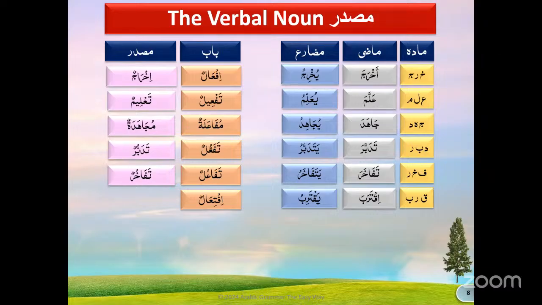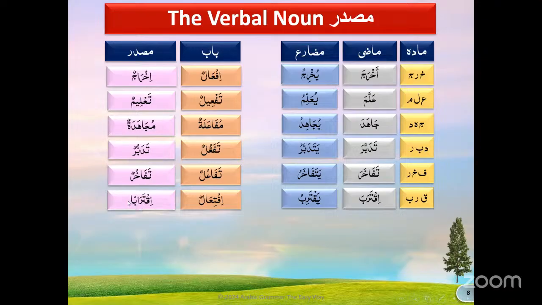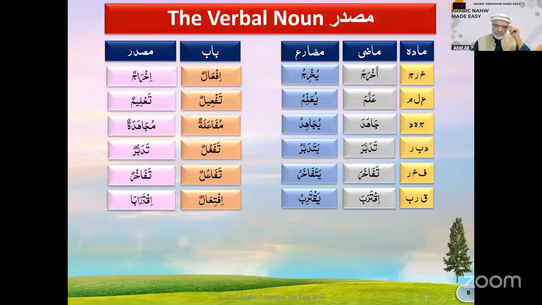Iqtirabun. Not with an alif, because you have to replace the fa with the qaf. Iqtaraban. Now it could be iqtarabun or iqtaraban; sometimes they write it with the nasab. That's okay, so iqtarabun will be correct as well. Then qaf lam ba.